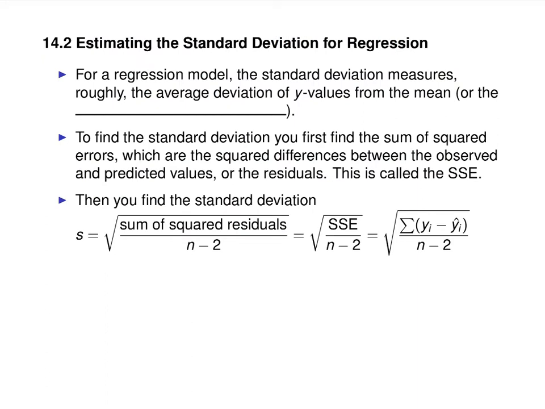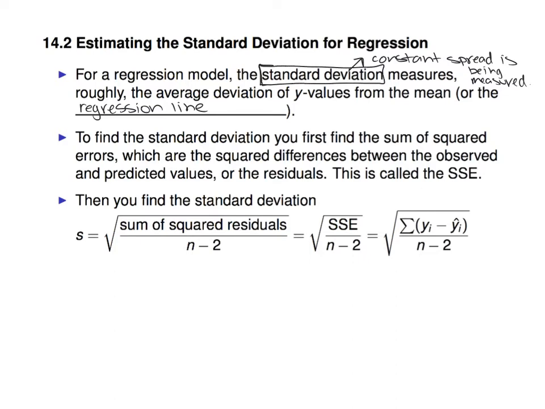For a regression model, the standard deviation measures roughly the average deviation of the y values from the mean, or in this case, the mean is the regression line. So the standard deviation is measuring that constant spread. And that's definitely one thing you should get out of this class, that standard deviation is a measure of spread, how much variability there is in a set of data.